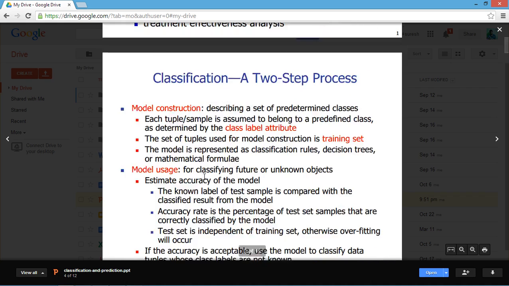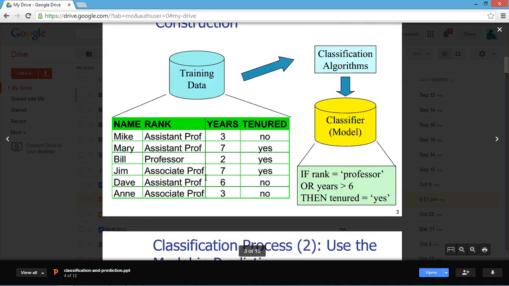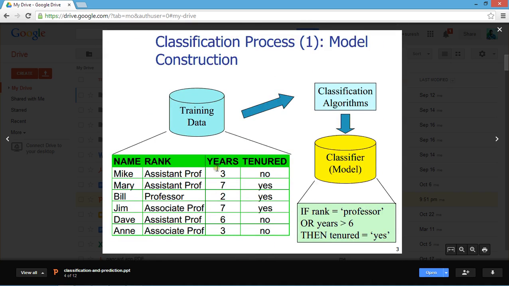So firstly, let me take you through an example. This is how the database looks: name, rank, years, and tenured. Our main aim is to find out whether the person can be tenured or not. So what we do is we take the database, which is called training data, and we pass it through the classification algorithm so that we can form a classifier model.